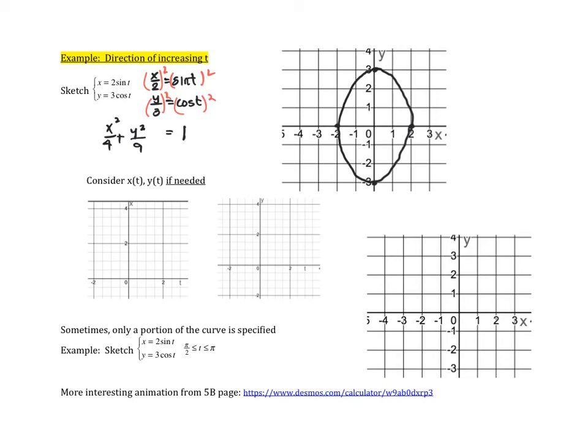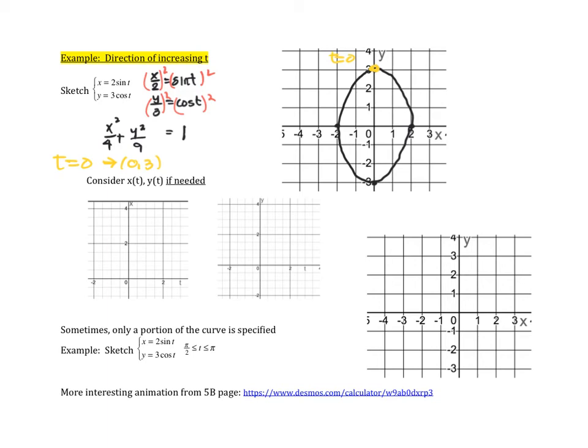Now, what about the direction of increasing t? Okay, so think with me here. Typically what I do when I want to find the direction of increasing t is I look at what happens at a given point. When t equals 0, sine of 0 is 0, cosine of 0 is 1. So when t equals 0, I would be at the point 0, 3. So right here, this is t equals 0. And so basically, we need to know which way are we going, around this way or around this way. The path is either this way or it's this way.